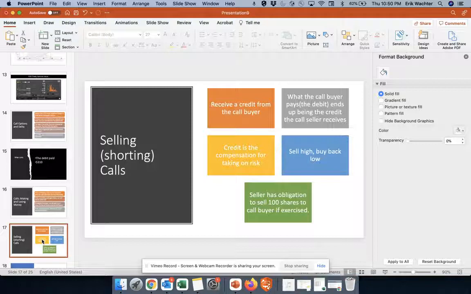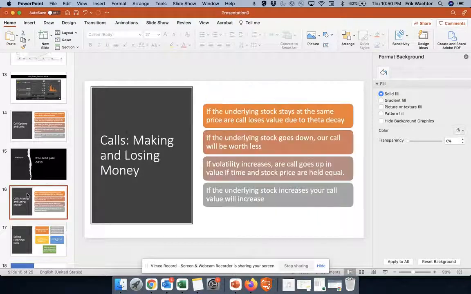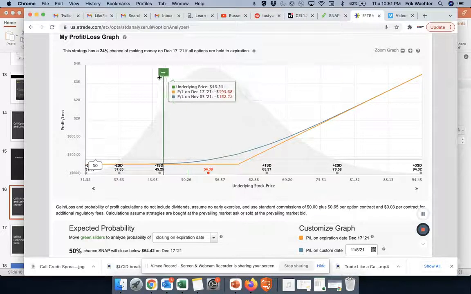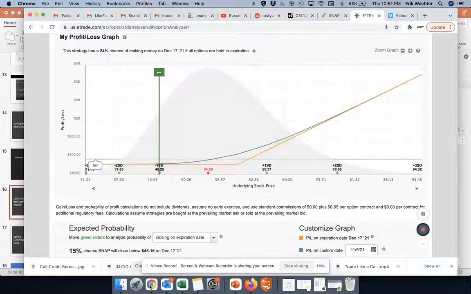Okay, so that sums up buying options. I forgot to go over the other parts of it. If the underlying stock goes down, our call is going to be worth less, and that makes sense. We can just show that here. The stock price goes down on both December 17th and November 5th. We're losing money, right? Makes sense.